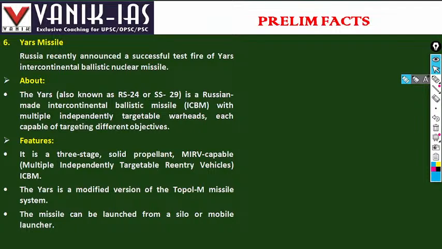Okay, then the Yars missile. Russia recently announced a successful test of the Yars intercontinental ballistic nuclear missile. The Yars, also known as the RS-24 or SS-29, is a Russian-made intercontinental ballistic missile (ICBM) with multiple independently targetable warheads, each capable of targeting different objectives.